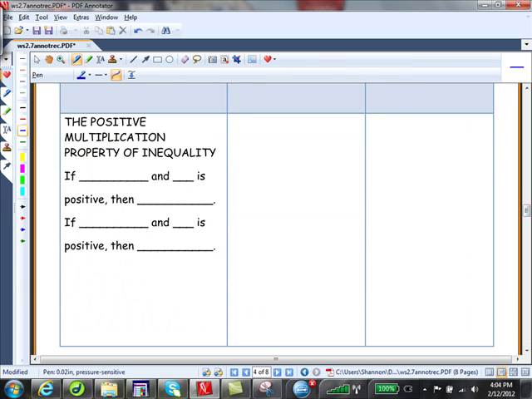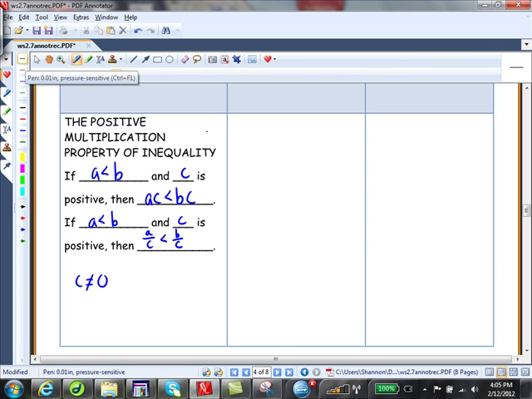Okay, the positive multiplication property of inequality. If A is less than B and C is positive, then A times C is less than B times C. If A is less than B and C is positive, then A divided by C is less than B divided by C. Of course, C is not equal to 0.